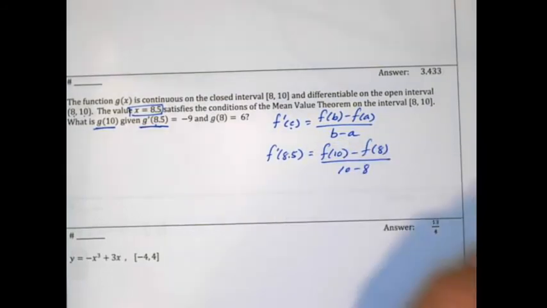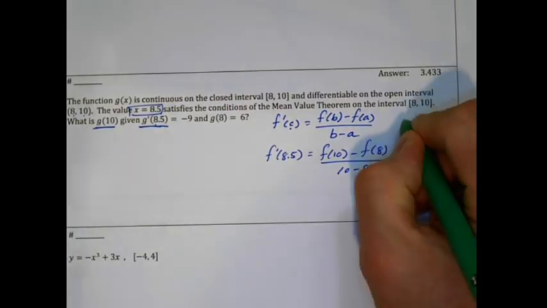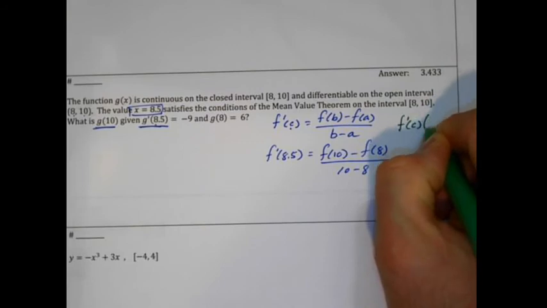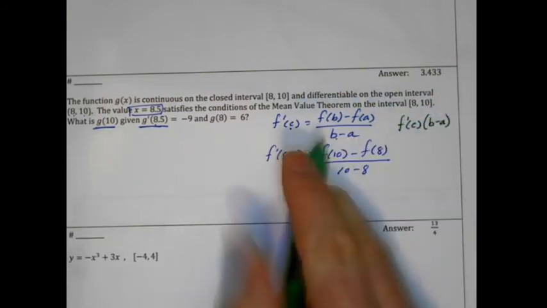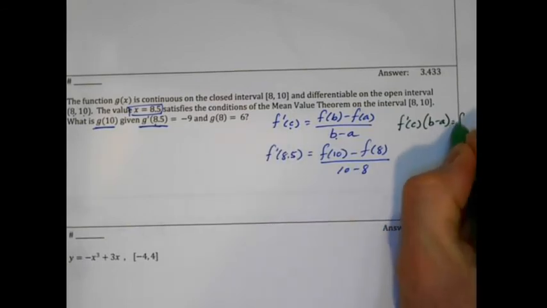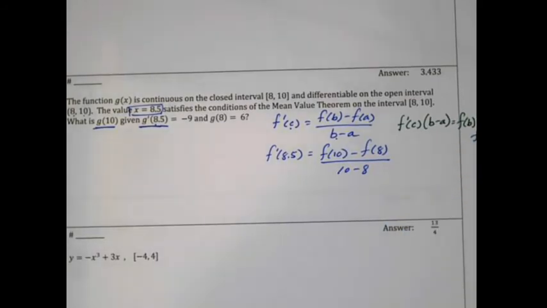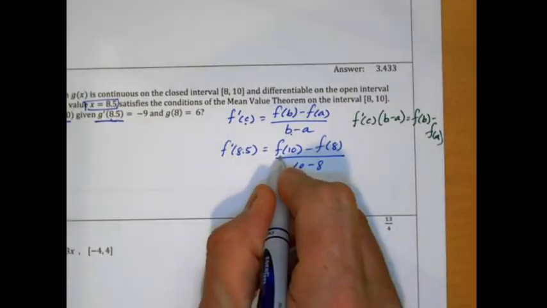So what happens is we get this alternate formula. You can use this, or you can use the alternate formula. The alternate formula is basically f prime of c times b minus a, which is multiplying by b minus a over here, equal to f of b minus f of a. That is the other formula that you can use. So we're just going to use this one. They're just looking for the value.